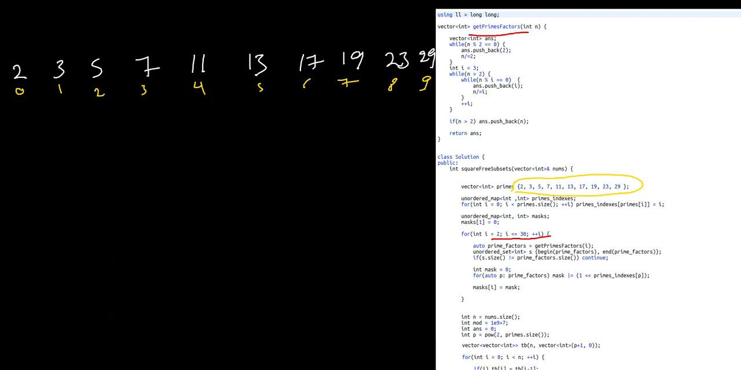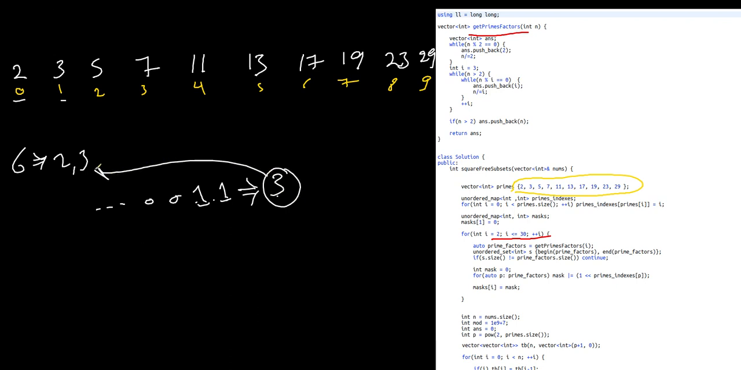Another example is if we take 6, prime factors of 6 are 2 and 3. 2 is at index 0 and 3 is at index 1. So this means this value is 1, 1, equal to 3 in decimal, and this represents the mask of prime factors of 6.